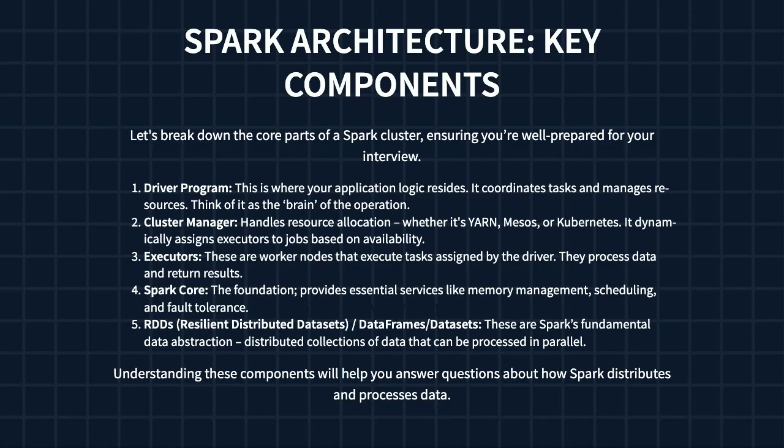Then there's the cluster manager, which acts like a traffic controller, making sure each job gets enough resources. Executors are the worker bees that actually do the processing on separate nodes within the cluster. Spark Core provides all the behind-the-scenes services like memory management and scheduling to ensure things run smoothly. Finally, we have RDD. These are basically how data is distributed across multiple machines for parallel processing. Thinking about these components will give you a solid foundation for tackling any Spark interview questions.